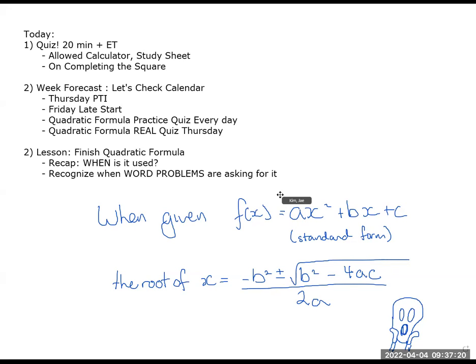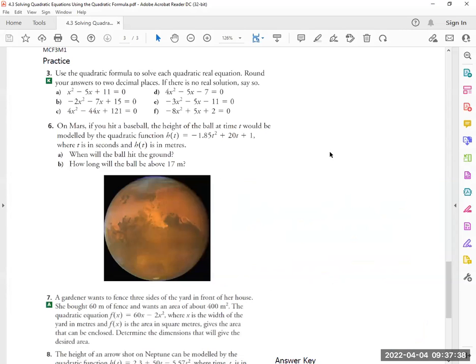Today, we're going to take a look at the quadratic formula again and talk about when do we use it, and see if you can catch that in word problems. So going to our sheet from the other day, this is basically your textbook. Any questions from number 3?